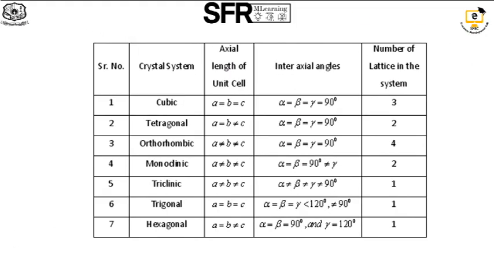So, in the crystal systems we have observed the number of lattices in each corresponding crystal system. In the cubic system, 3 Bravais lattices are observed. In the tetragonal system, there are 2 Bravais lattices. In orthorhombic, 4. In monoclinic, 2, and triclinic, trigonal and hexagonal respectively have 1 lattice in the system.